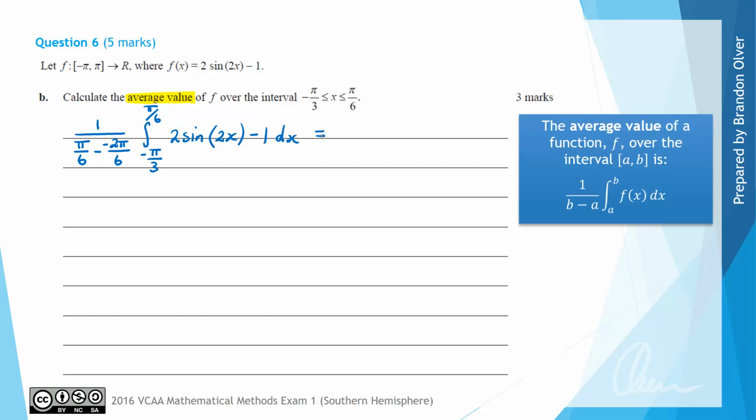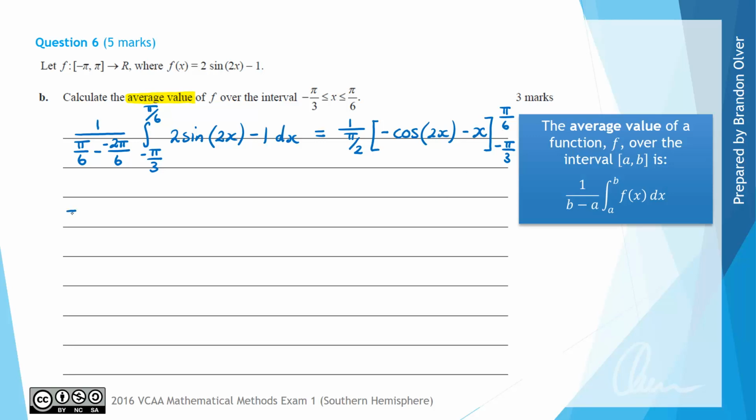And that is equal to 1 divided by pi on 6 subtract negative 2 pi on 6, which is adding, and that gives 3 pi on 6, which is pi on 2. So we have 1 divided by pi over 2, and then the antiderivative of 2 sine of 2x, we can look that up on the formula sheet, and we actually divide by the 2, so we have 2 over 2 is 1, and sine goes to negative cos, so we have negative cos of 2x, and then the integral of negative 1 is going to be negative x, and our terminals are still negative pi on 3 to pi on 6.